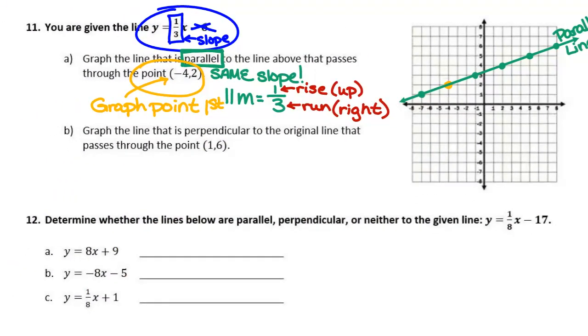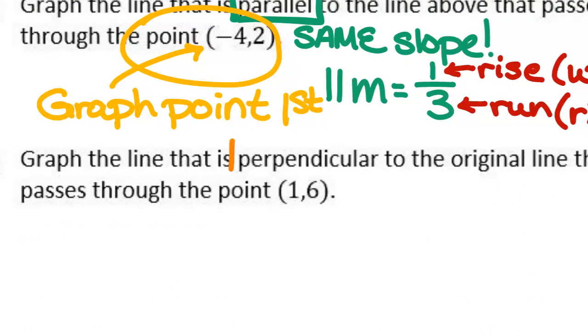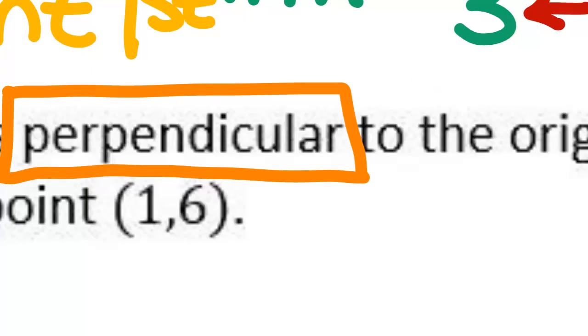All right, so that is part A. Part B, we're going to graph the perpendicular line. I still need the slope from that given line. Only what do I need to do to the slope? Yep, opposite sign and flip it.